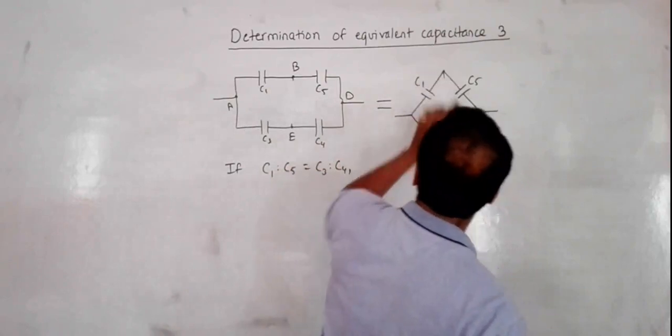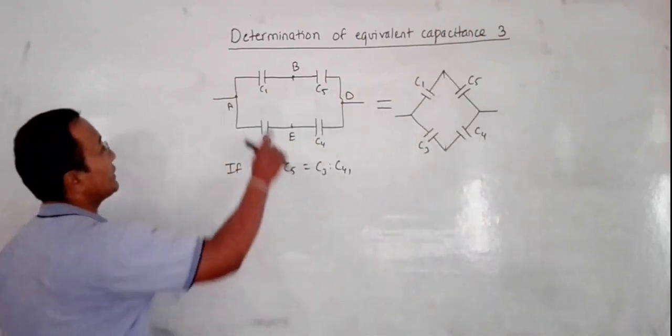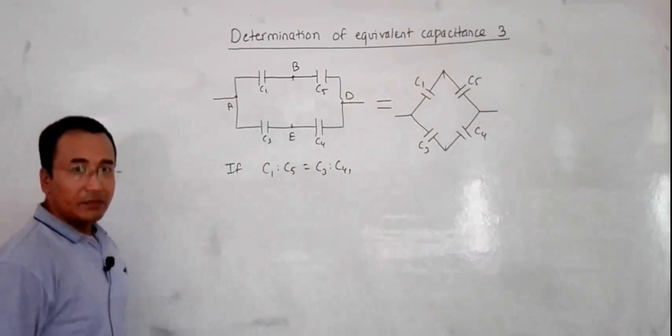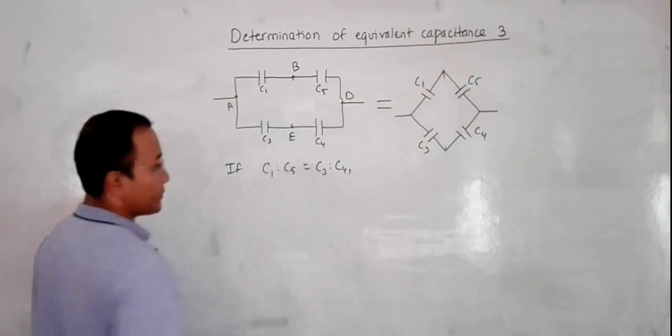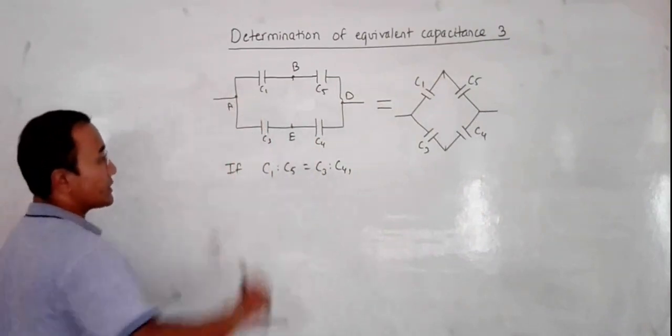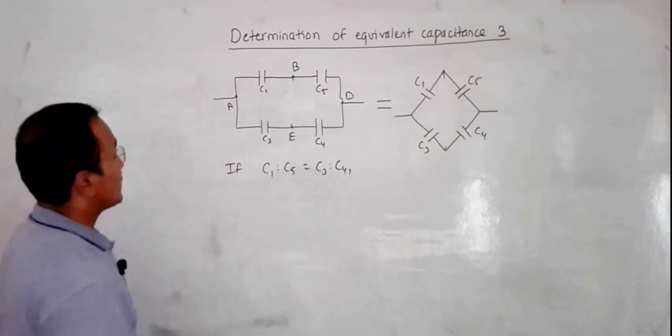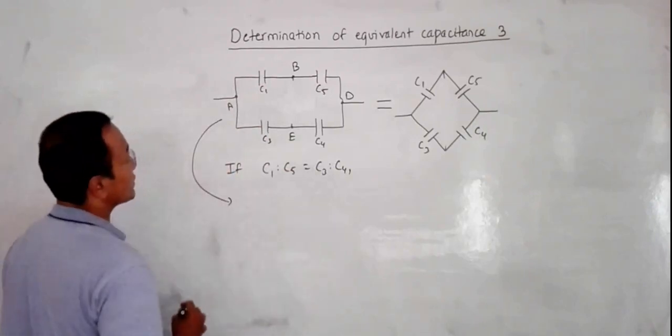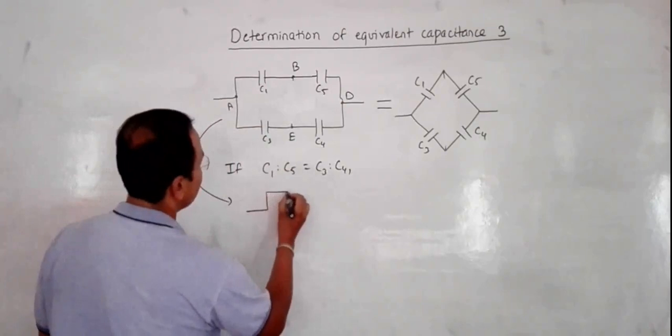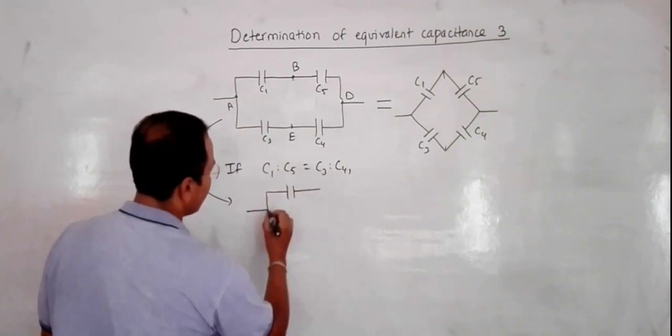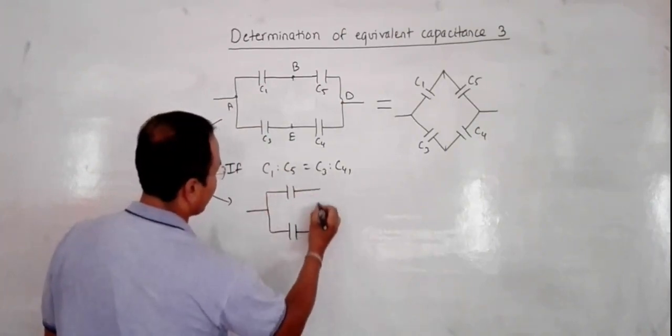Now after rubbing it, the circuit is simply C1 and C5 in parallel, C3 and C4 in parallel, and those parallel combinations are in series with each other. So in such a case, this circuit will become somewhat like this. So it will be like this and like this.